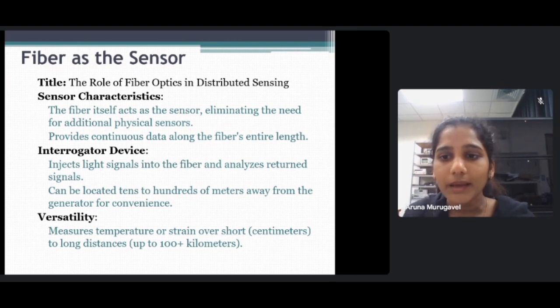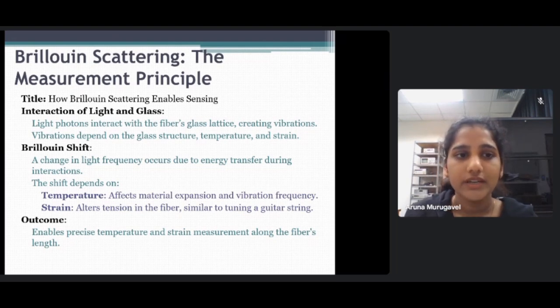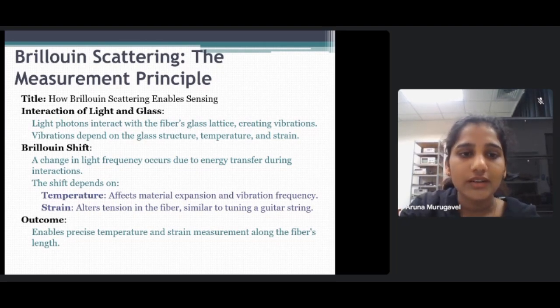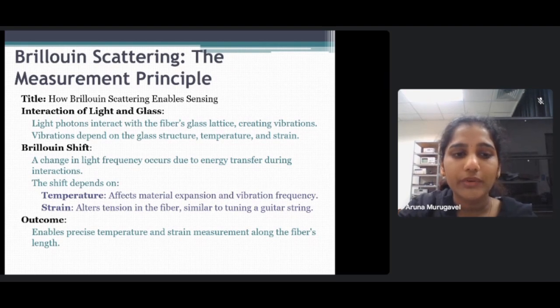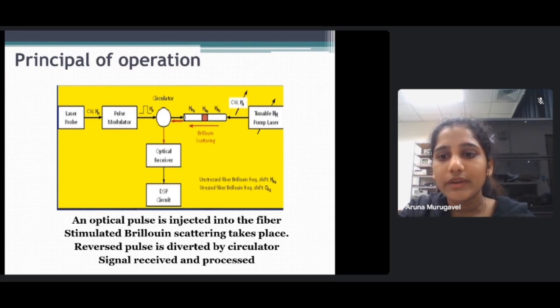In practical application, these sensors are installed at the stator edge within the generator. This setup allows for real-time temperature profiling, which is crucial for early detection of potential failure, ultimately improving operational reliability and safety. The Brillouin shift, a change in the light frequencies, occurs due to energy transfer during the interaction. This shift is dependent upon the temperature and the strain. This is the working principle of Brillouin scattering. Let us deal with the working principle of this sensor.